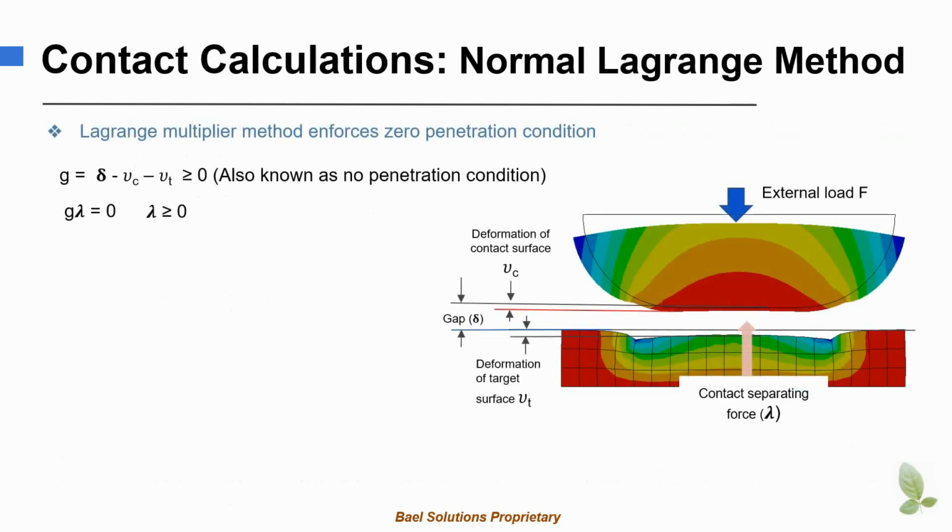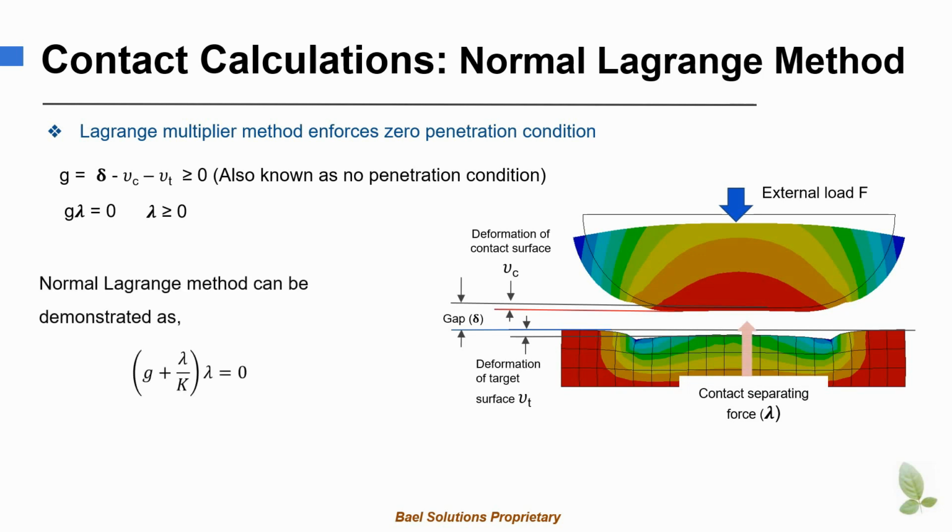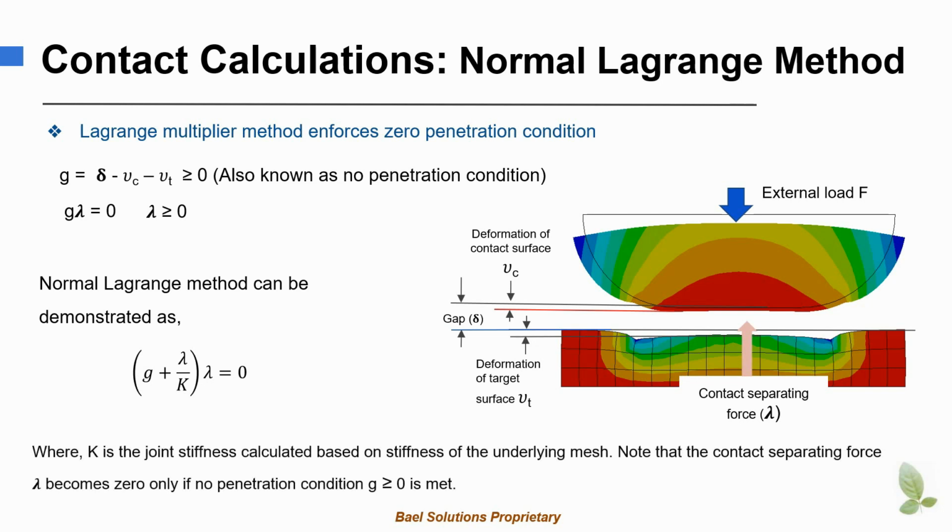Normal Lagrange method enforces a zero penetration condition. This condition can be enforced using the following relation: (G plus lambda divided by K) multiplied by lambda, equal to 0, where K is the contact stiffness.